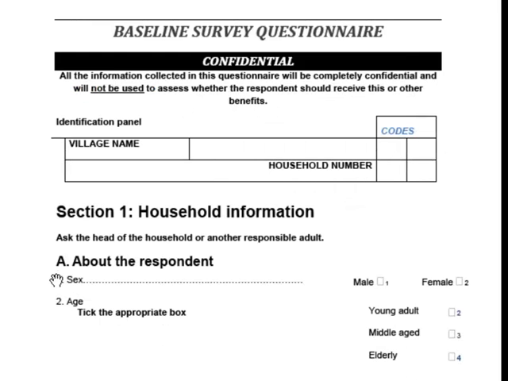Part A is about the respondent. You might question this being at the household level. However, there is only one respondent per household and only one household per respondent, giving a one-to-one relationship between household and respondent. As such, these data are at the same level.